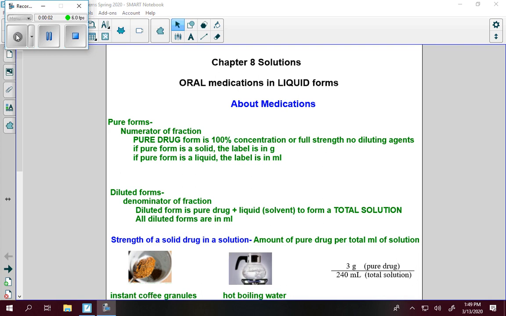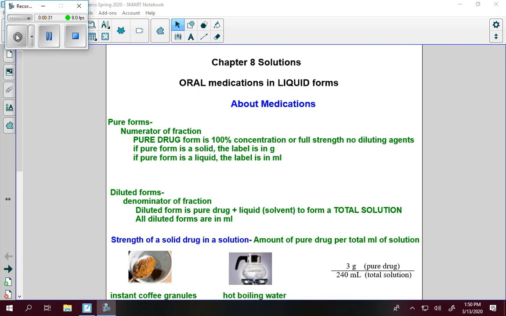Hi, good morning. We're going to be talking about Chapter 8, which is solutions, oral medications in liquid forms. The thing that you should know about solutions is there are strengths in solutions, and strengths would always come as a fraction. There are pure forms of the drug, and there are diluted forms of the drug. Once you dilute the form of the drug, the strength goes from 100% into a different lower percentage.